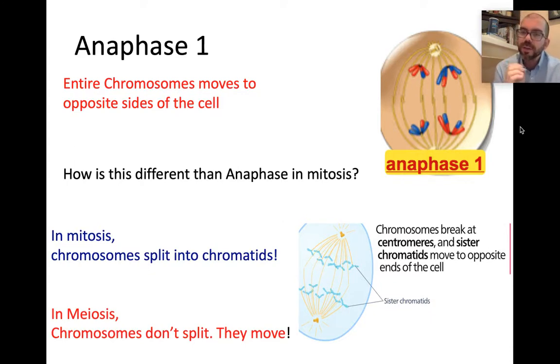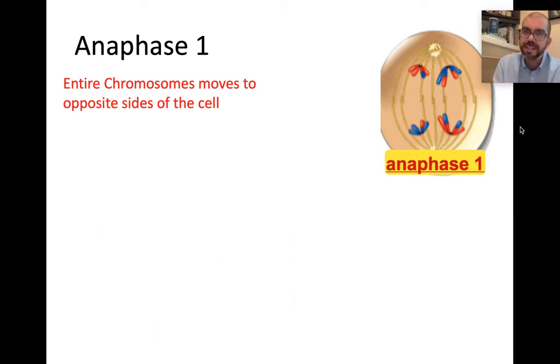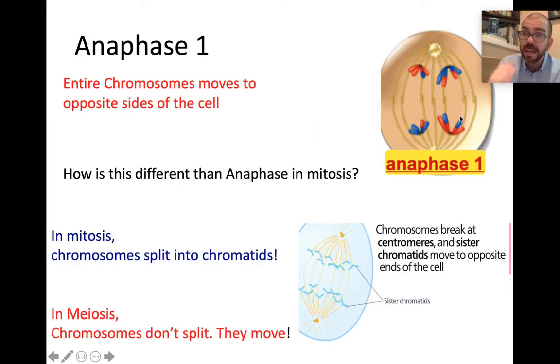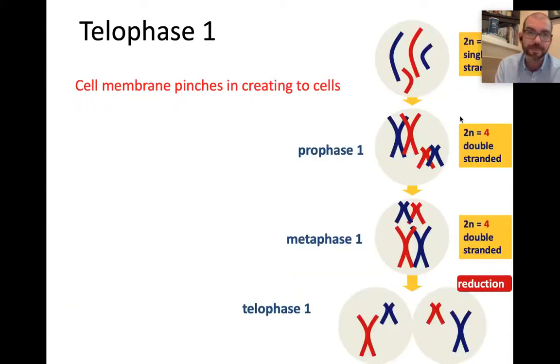Remember, our goal is to go from diploid to haploid, to go from 46 to 23. This example started with a cell that had 4 chromosomes in it. Because of anaphase 1, now I have 2 cells that each have 2 chromosomes in it. So by moving a chromosome instead of a chromatid, I have cut the amount of DNA in half. Forming tetrads and splitting them is what makes that reduction of DNA.